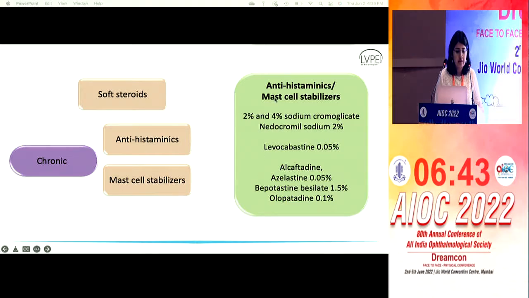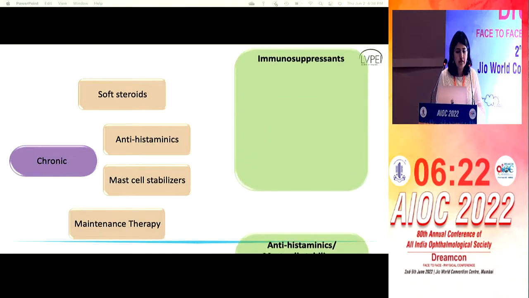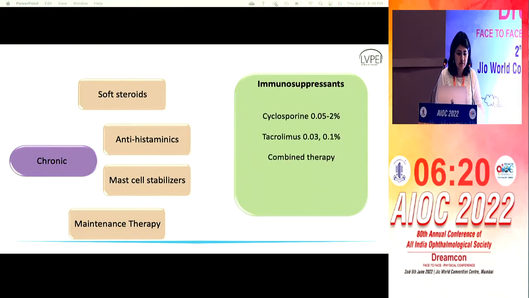Mast cell stabilizers take some time for the onset of action, around 2 to 4 weeks, whereas the latter group of drugs, which are dual acting, have a faster onset of action. Because the disease is chronic in nature, the patient will require maintenance therapy, either in the form of topical steroids at a low dose, every alternate day or once in 2-3 days, or the patient can be placed on topical immunosuppressants such as cyclosporin and tacrolimus.